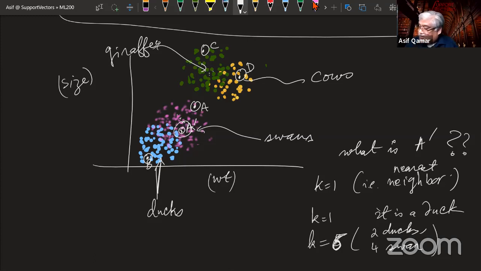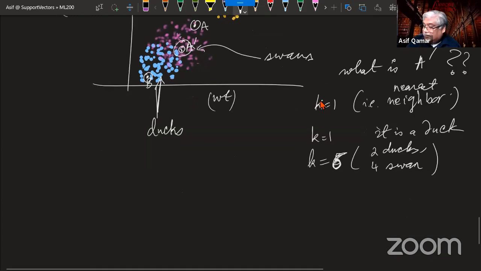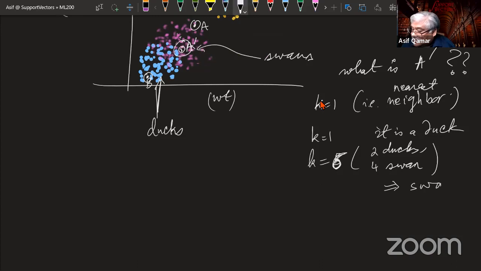Right? So now, what would you say? Which is the majority? Your intuition will say that this is a swan, right? So your answer depends on how many neighbors you look at. When there is overlap, the number of neighbors matters. Are we together? But how many neighbors is too many?